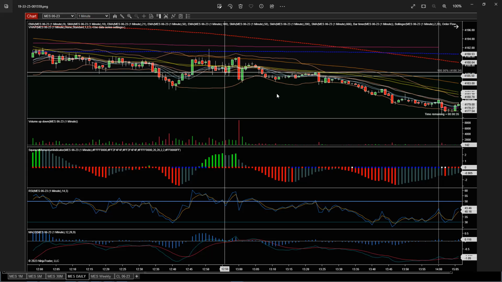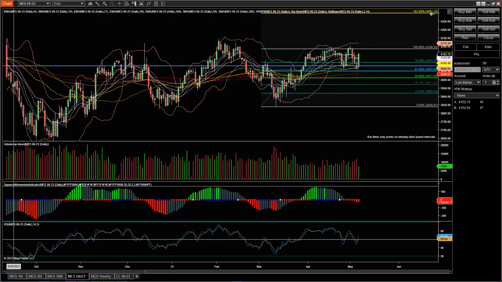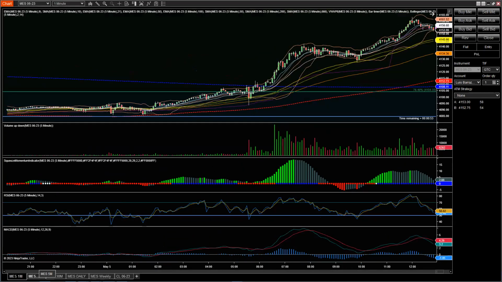But the other time frames kind of tell you the bigger story. And I've noticed that Brandon does this a lot, where he's jumping from time frame to time frame. And you gotta use the moving averages as well too.